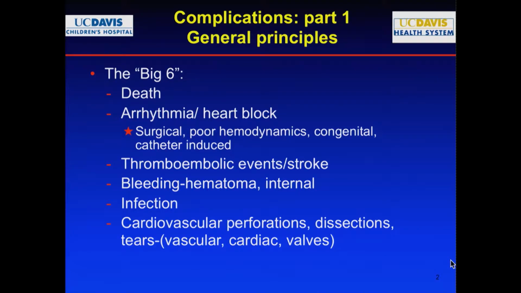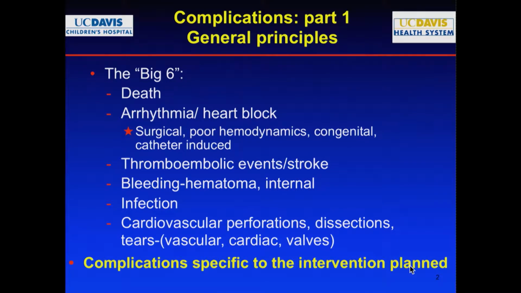The fourth thing is infection, because you're breaking the skin to get into the blood vessel, so sterility is really important, especially when you implant a device. And the last of the big 6 is any type of cardiovascular perforation, dissection, or tear that can happen during the course of your intervention. So I say these 6 things all the time. Of course, I also add the complications specific to the intervention that I'm doing. I always say start with the 6 and then add the complications specific to what we plan to do, whether it's a valvuloplasty, angioplasty, or device implant.